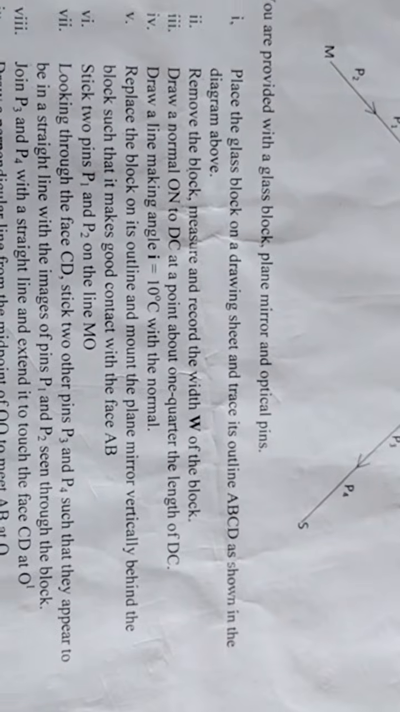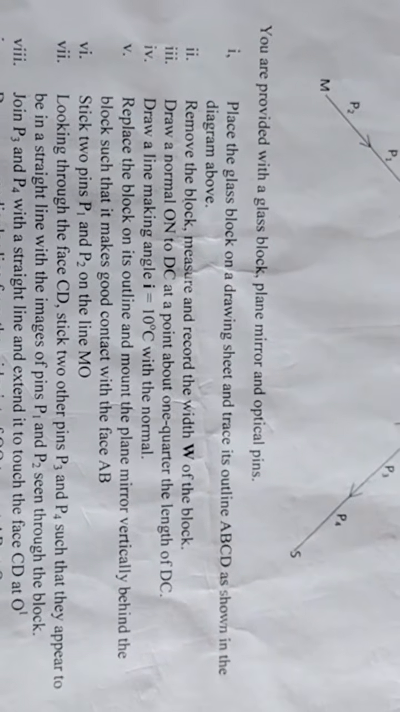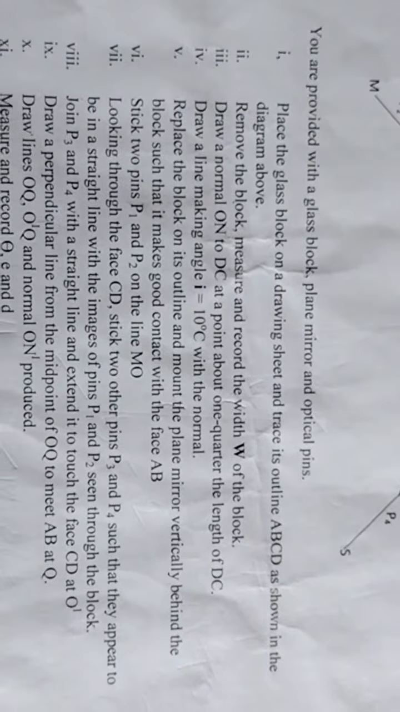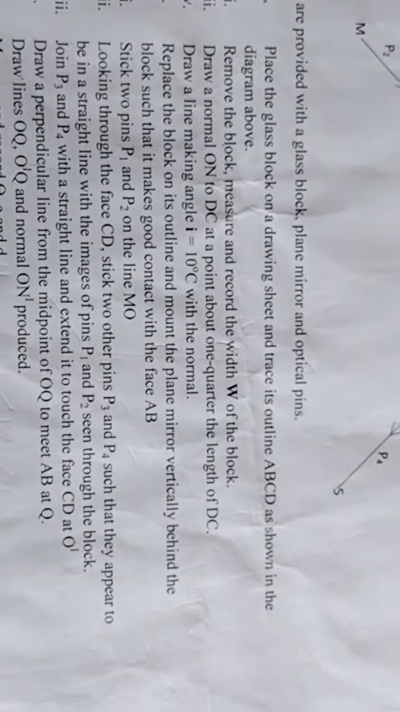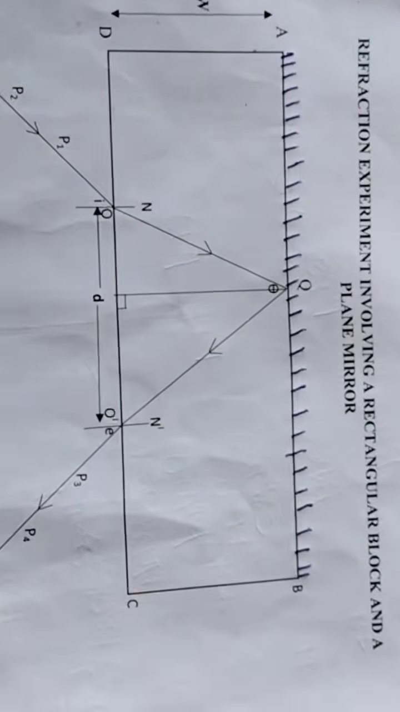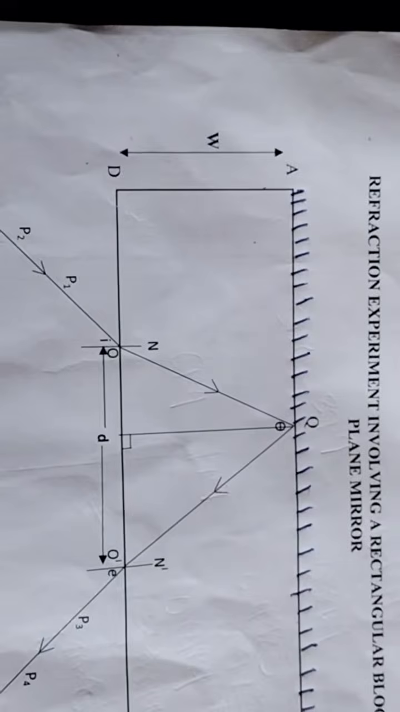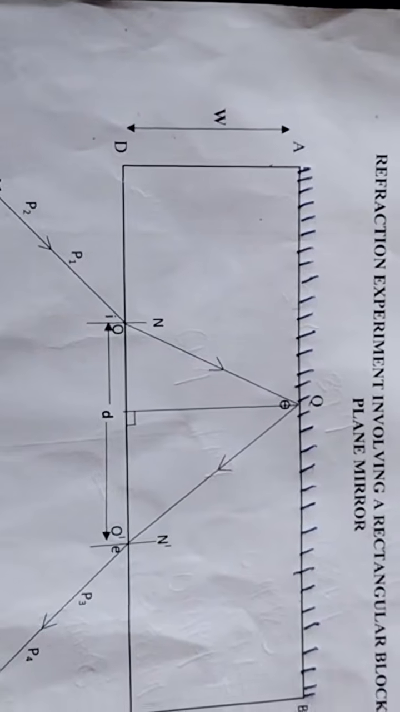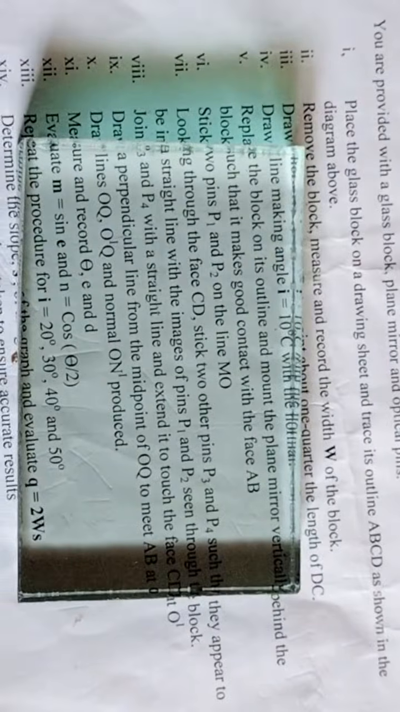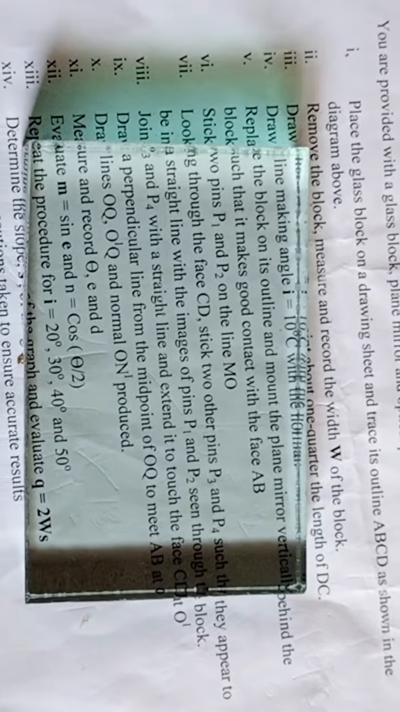You're provided with a glass block, plane mirror, and optical pins. I place the glass block on a drawing sheet and trace its outline A, B, C, D as shown in the diagram above. Remove the block, measure and record the width of the block. Look at the diagram. The width W is from A to D. Every prism has its own size. For our prism, the width has been measured and W is 6.5 cm.